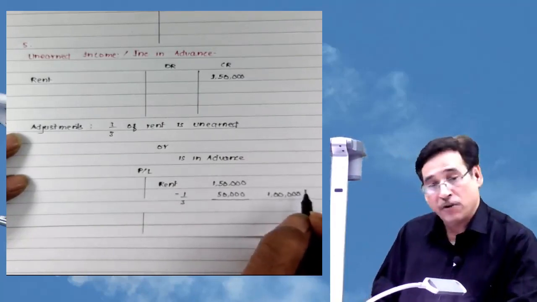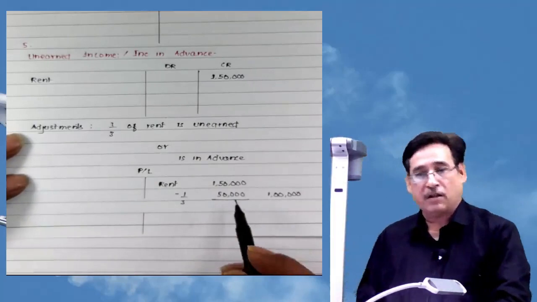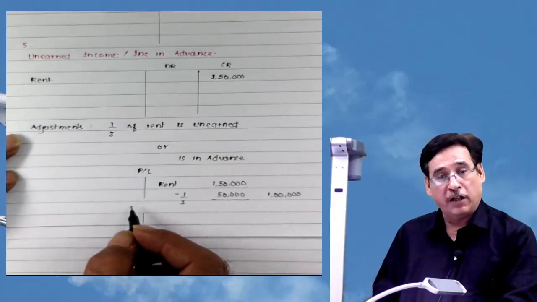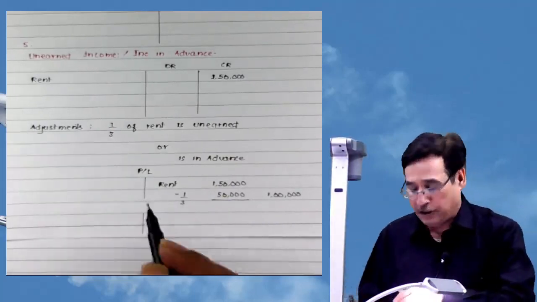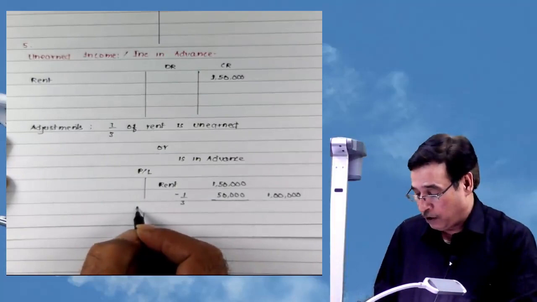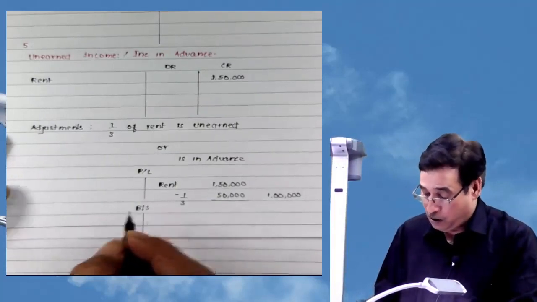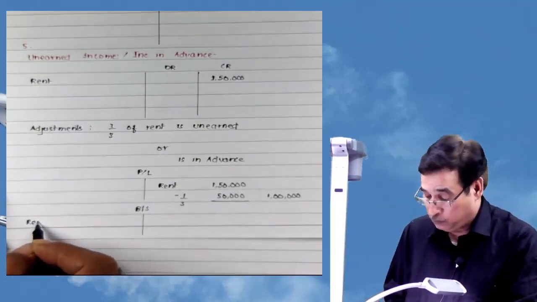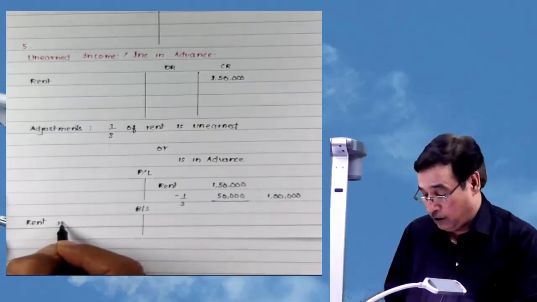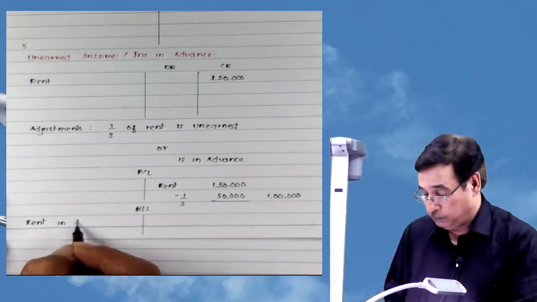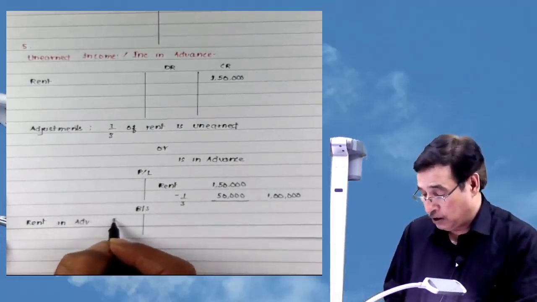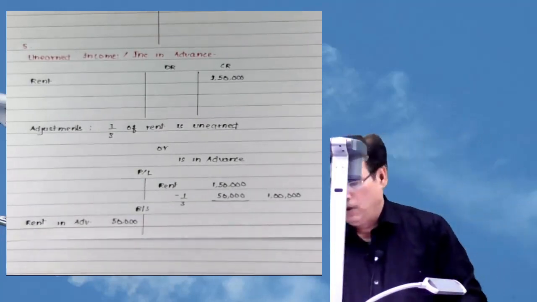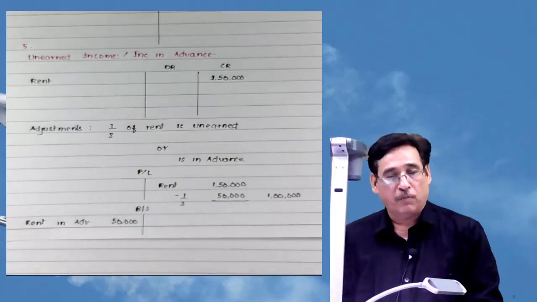This is called the matching concept, because you haven't given the services against the 50,000. And this extra amount which you have received will be treated as a sort of liability, because you are yet to provide services against this amount. So you will write here rent in advance. This is how you will have to deal with this. Is it clear to you or not? So we end this session. In the next one, we'll come out with some more adjustment issues.